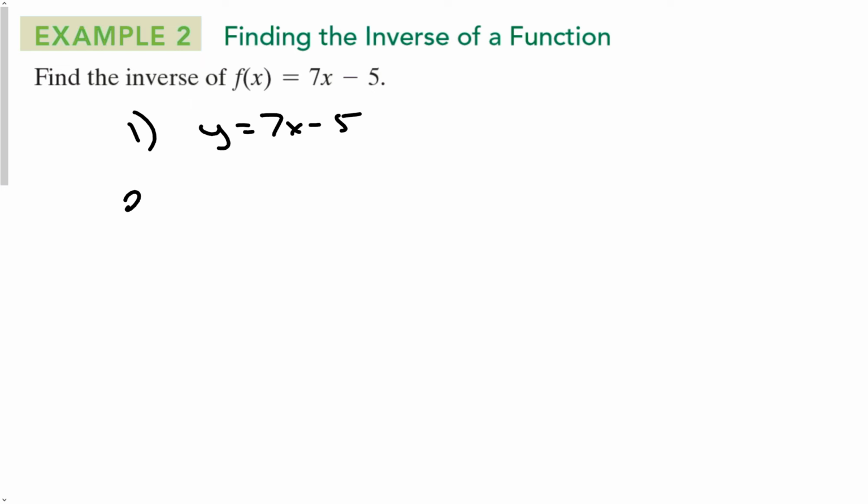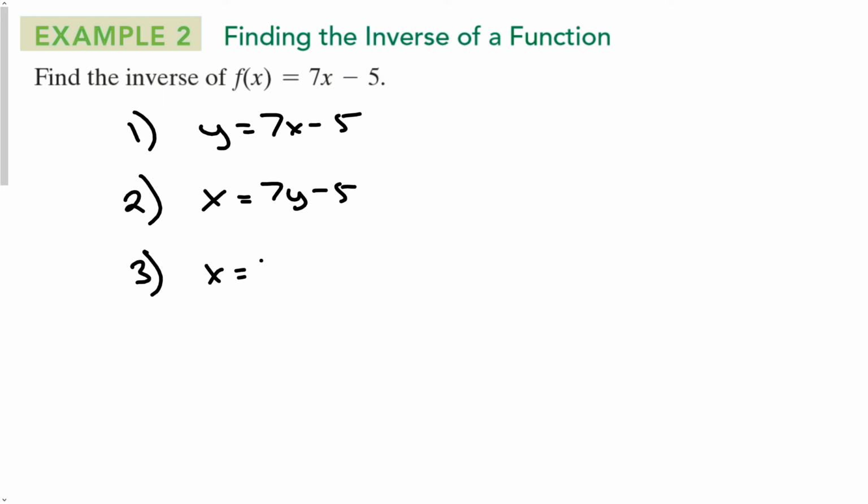Step two, switch x and y. So now I have x is equal to 7y minus 5. Notice I didn't move any of the numbers. I'm not adding anything to both sides. All I'm doing is taking the y, switching it to the letter x, taking the x, switching it to a letter y. Okay? So step three is to solve.